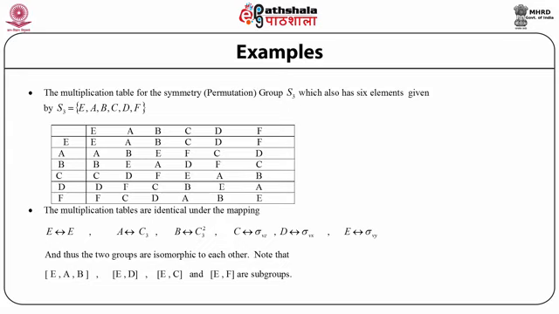Also note that the subgroups are the groups constituted by 3 elements EAB and 2 elements ED, another subgroup having 2 elements EC, and yet another subgroup having 2 elements EF. We now define the concepts of domain, codomain, and the kernel in the context of mapping.